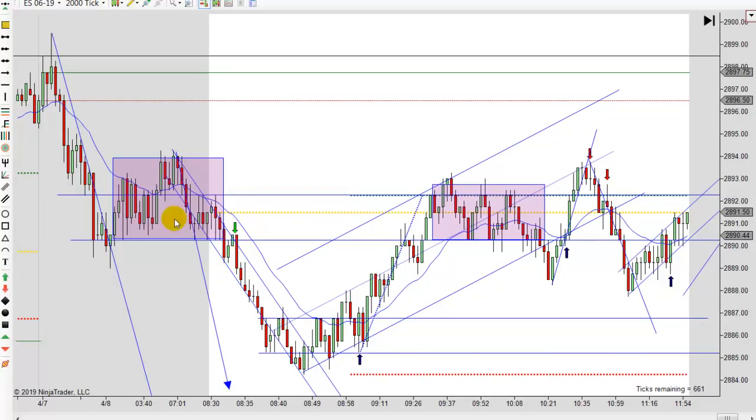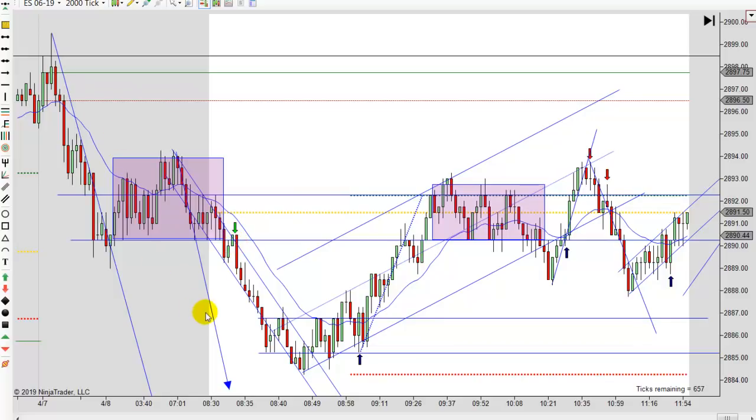You might have taken this short. This is just a big congestion area, range type area. You can see all that support across there, so you can't go short into that, and you don't want to go long into the highs here. But there's a little breakout pullback kind of short here. Even then, I think this is very risky.